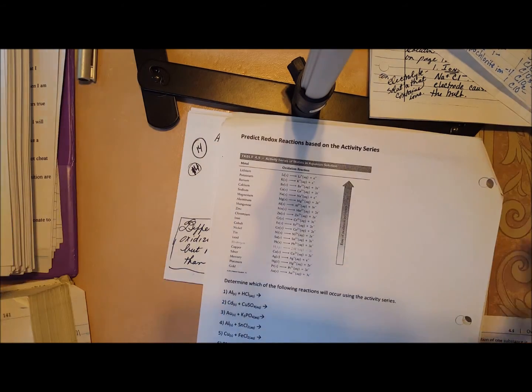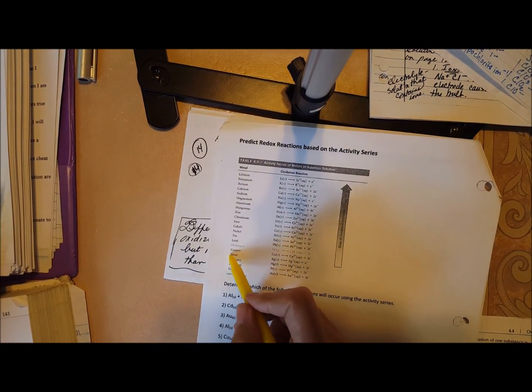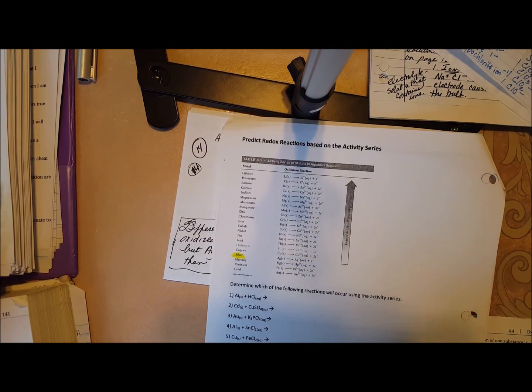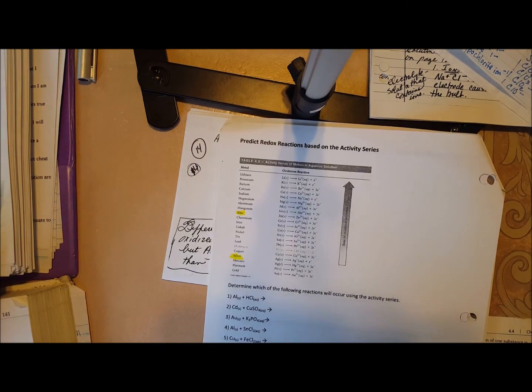So let's just look at the activity series one more time. Silver is here on the activity series, and it's not as reactive as zinc. Zinc's going to lose electrons and become oxidized. Remember, loss of electrons is oxidation. And when something is being oxidized, essentially it looks like it's corroding or being eaten away.